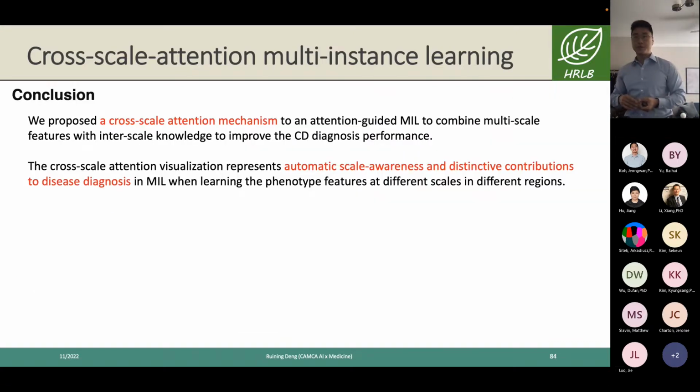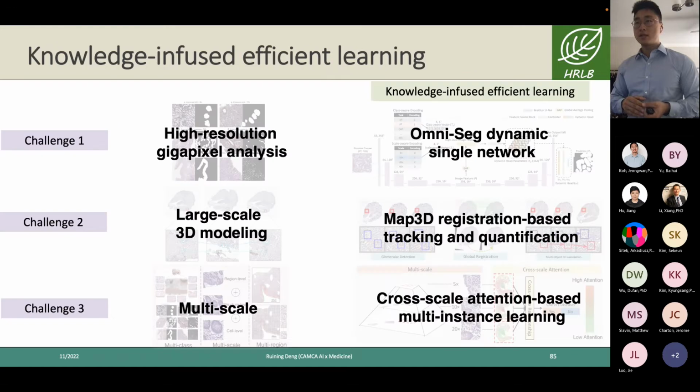So in this model, we propose a cross-scale attention mechanism for Crohn's disease diagnosis with inter-scale knowledge. And with the attention visualizations, we present the AI-based scale awareness and distinctive contribution to disease diagnosis. Those are the three projects we are working on to solve the previous three challenges in digital pathology.